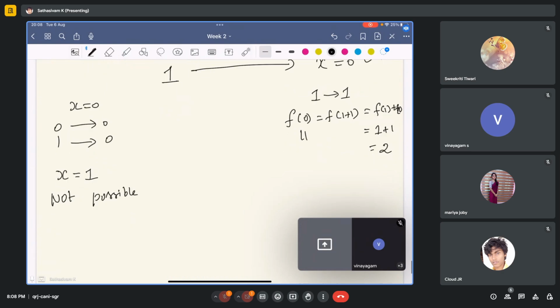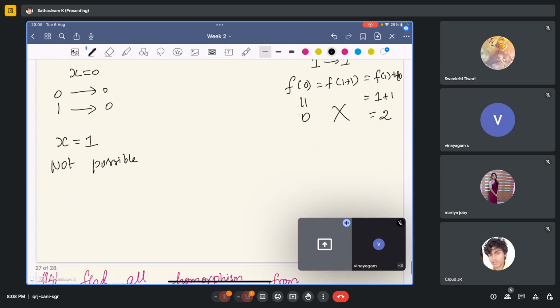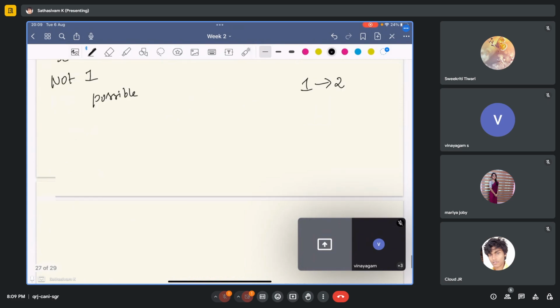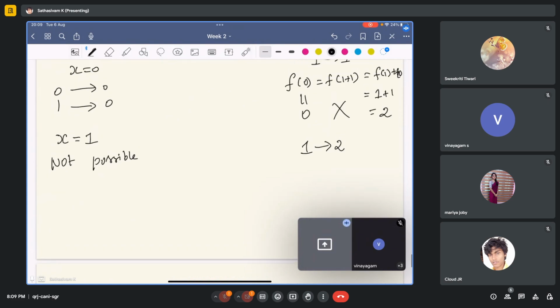Okay, now what about this 1 maps to 2? So 1 maps to 2, is it possible? Yeah, that is possible. So x equal to 2. And what is the map here? 0 maps to 0. 1 maps to 2.